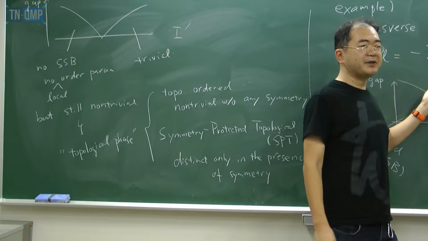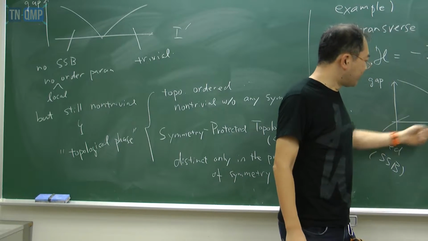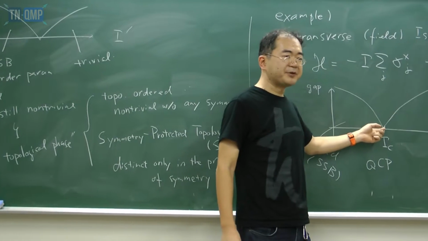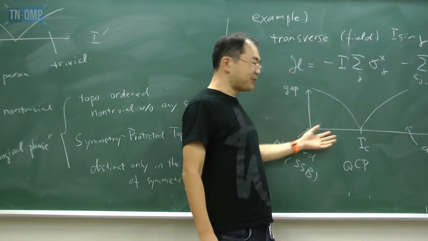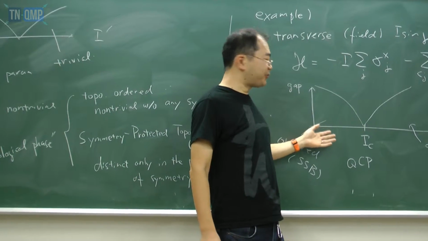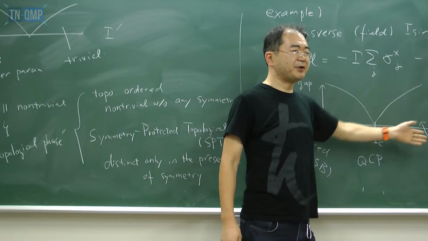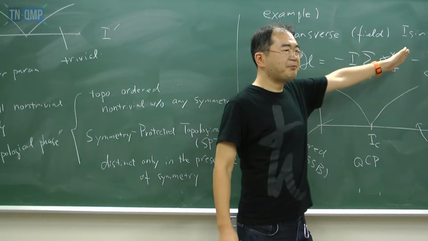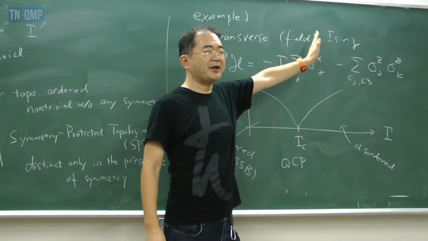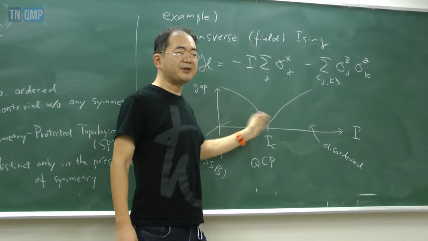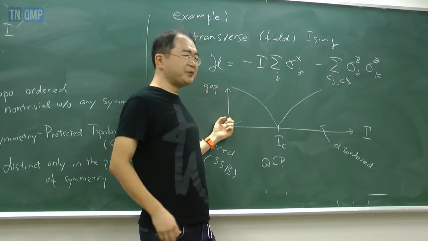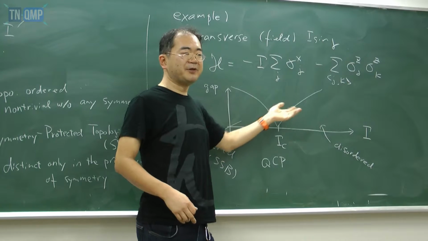Actually, if you just look at this point, then this is common with usual spontaneous symmetry breaking, like this transverse Ising model. That is, you do have a quantum phase transition critical point here, but this is because we have spontaneous breaking of Z2 spin flip symmetry here, and there is no symmetry breaking here. So if you apply magnetic field in Z direction, then you break Z2 symmetry. Then you kill this phase transition.